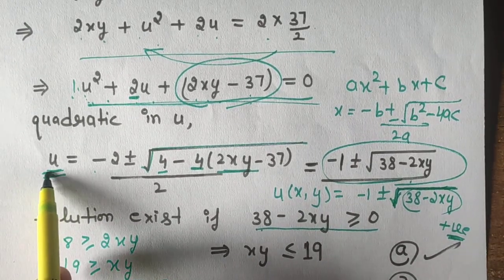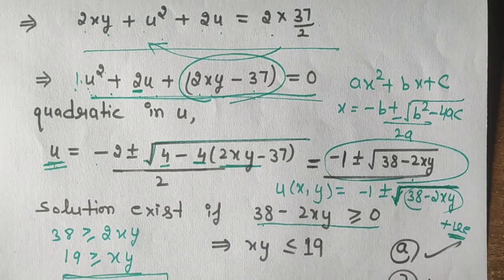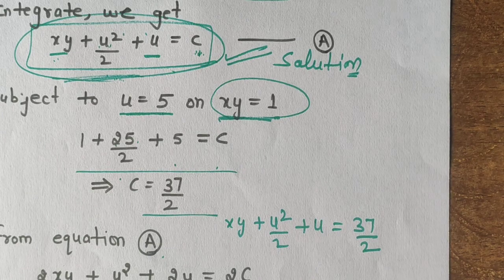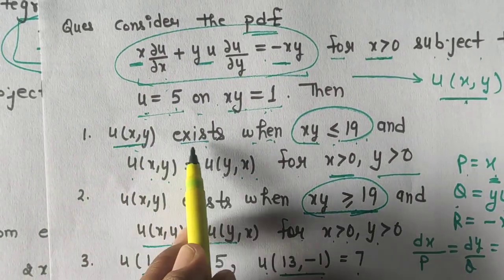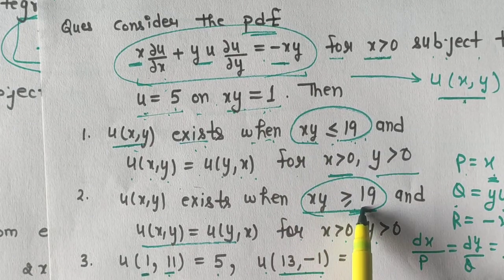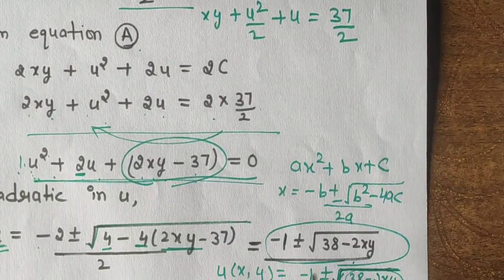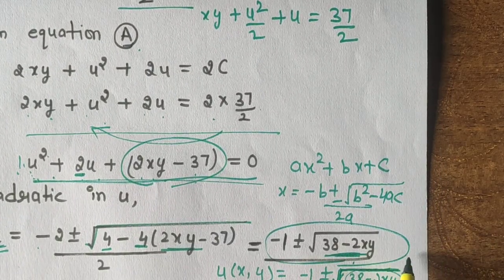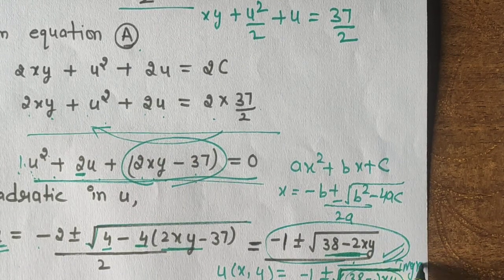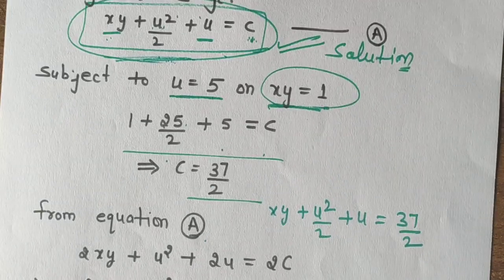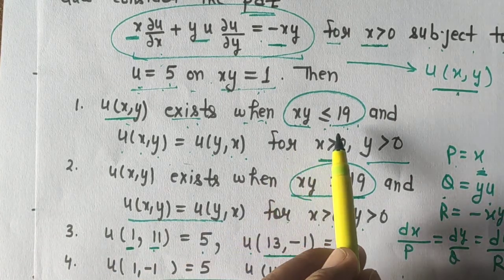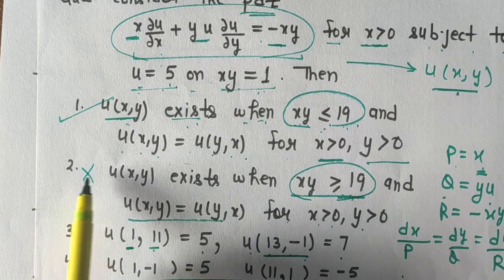That means u of x comma y exists only if xy is less than or equal to 19. So in the first and the second option, this solution exists if xy is less than or equal to 19, and for xy greater than 19 the solution does not exist, because the value inside the square root is negative and this becomes imaginary, which we have not considered. So the solution exists if xy is less than or equal to 19. That means the first option is correct, but the second option is incorrect.